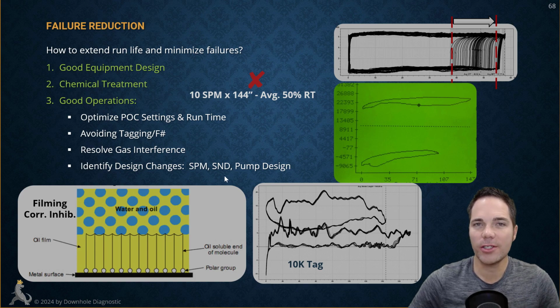So you want to adjust your strokes per minute as needed for the conditions. Maybe you might need to adjust your seating nipple depth. Do we need to raise it up higher for some reason, or is it time to drop it down on bottom now that the well's pumped off? Also, our pump design, lots of things that we can do with our pump design, as we'll talk about later on in the course.